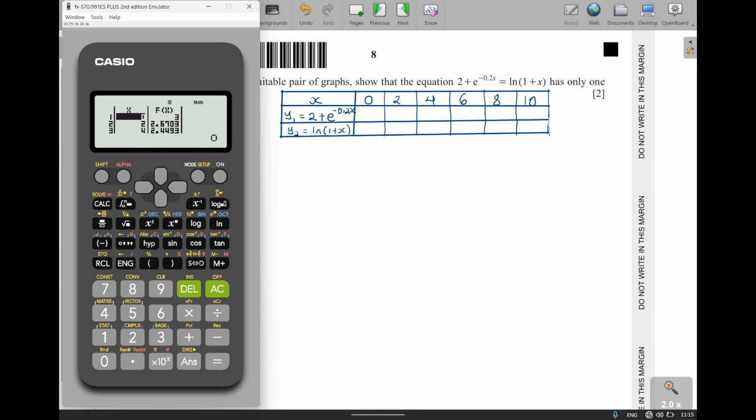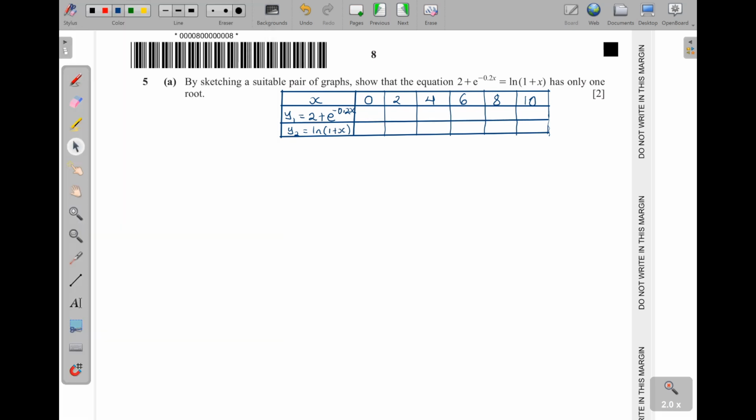Now I can write the values. When x is equal to 0, we are seeing 3, okay? So there is 3, 2.67. This will be 3. I write 3 here, then 2.67. Then the next one is going to be 2.45.